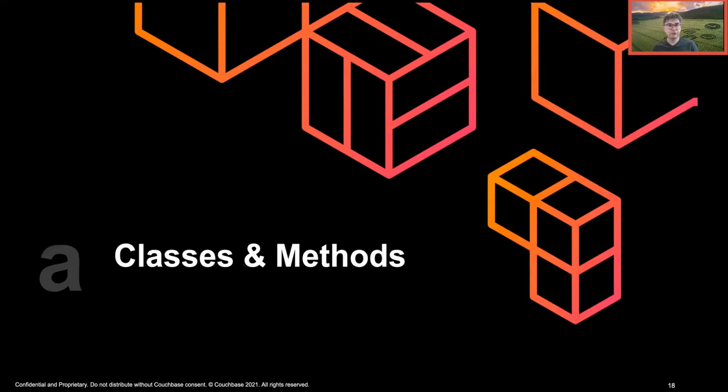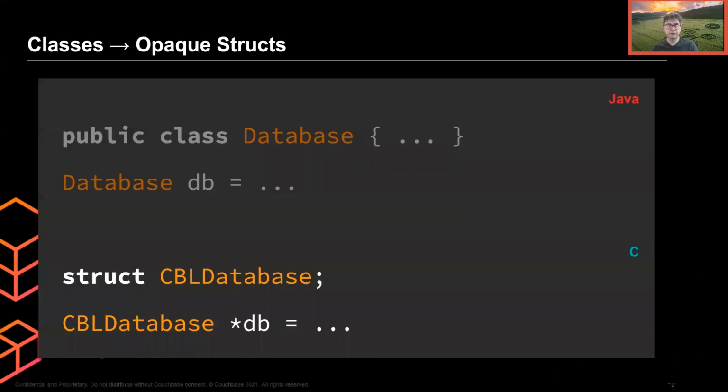So let's talk about classes and methods. And throughout this, I'm going to be using Java as sort of a comparison of the way we designed the API on other platforms. So in Java, we have a class called Database, and you just declare a Database instance. In C, it's pretty close. We have a struct, an opaque struct called CBLDatabase. We don't, in the interfaces, declare the struct at all, so you can't actually see what's inside of it, but you can declare pointers to it. And so the pointers are the way that you will reference objects of those types.